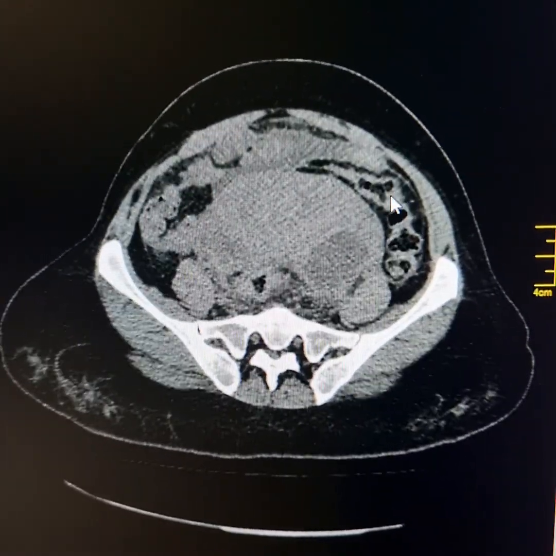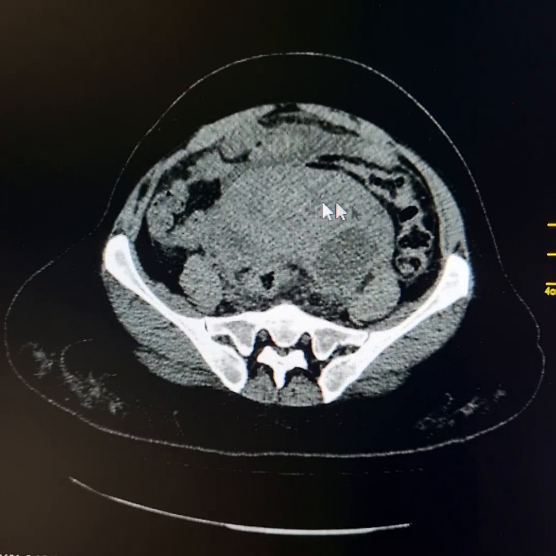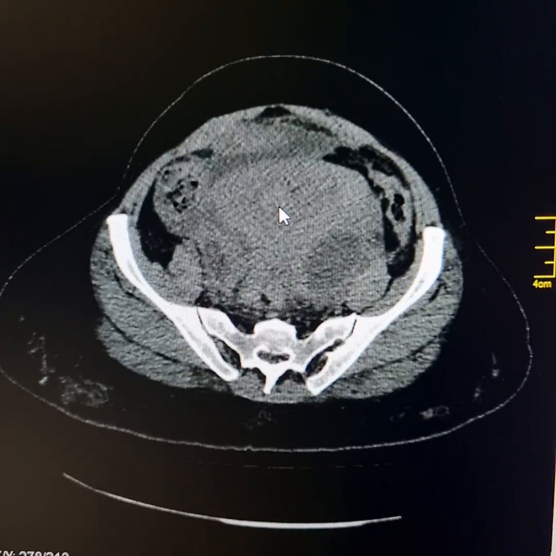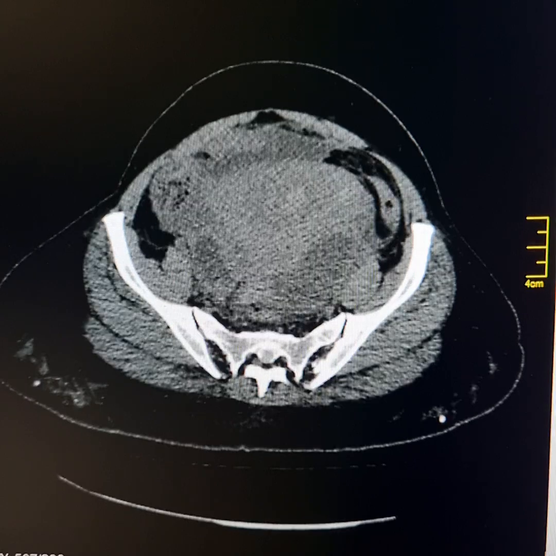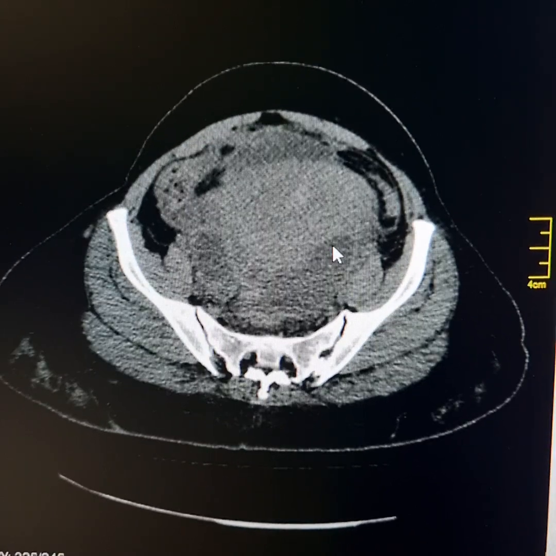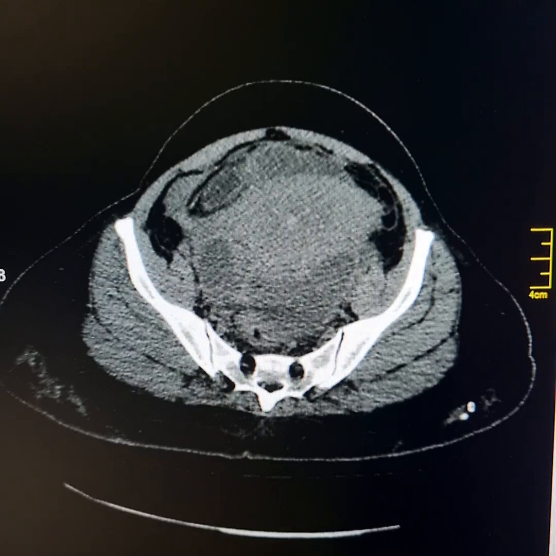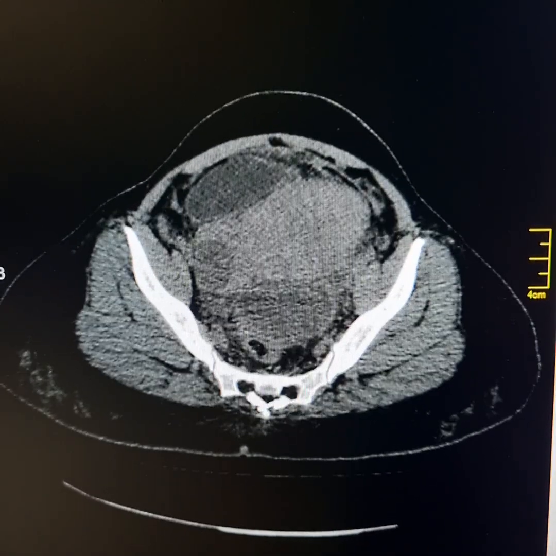Now, please observe that uterus is enlarged and slightly hyperdense areas are noted in the uterus. These ones here represent hemorrhage. This one here. Cystic lesions are noted in the pelvis.